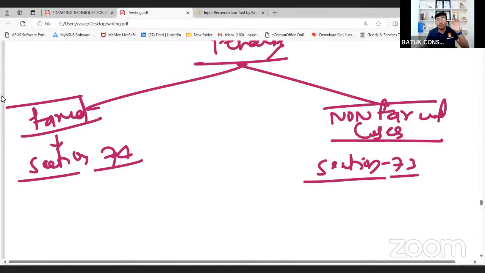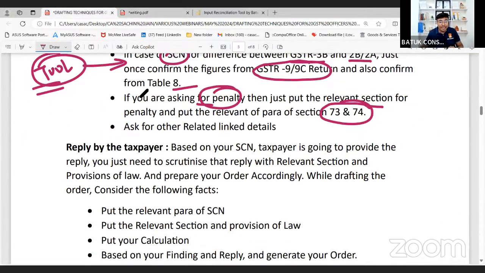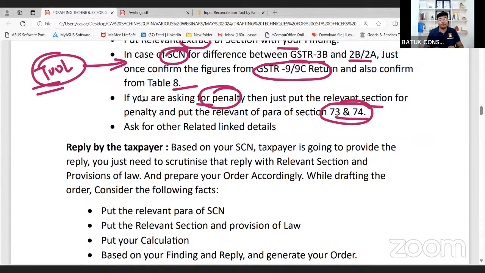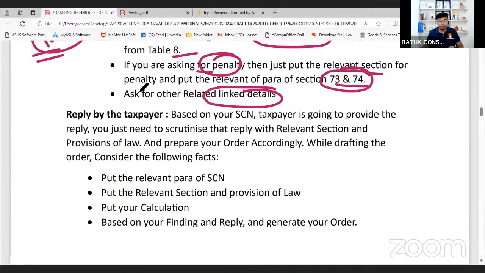So when you issue the show cause notice, at that time you just need to ensure that if you are issuing the penalty for fraud cases and non-fraud cases, we need to confirm that this is covered under section number 73 or 74. Or if there are any linked details, in that case we have to provide the same.